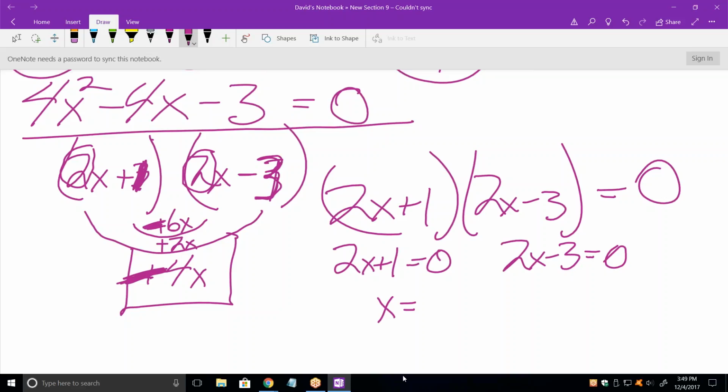x equals -1. Okay, let's do it one step at a time. What's the first step? Subtract the 1. Second step, then divide by 2. So what's the answer? -2. Okay, first step gives you this, correct? Now divide both sides by 2. What is x equal to?